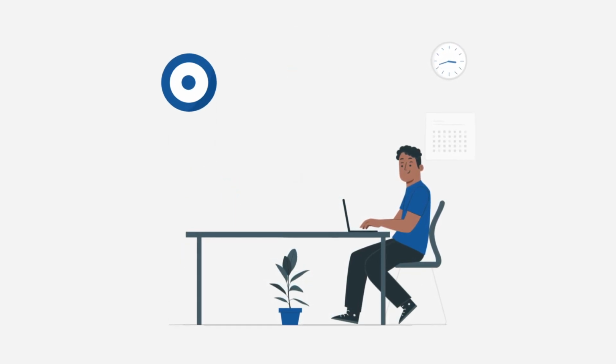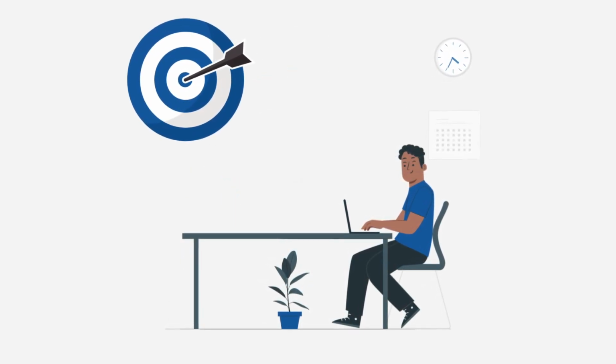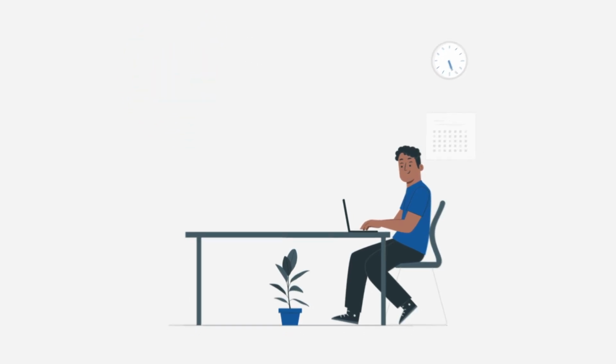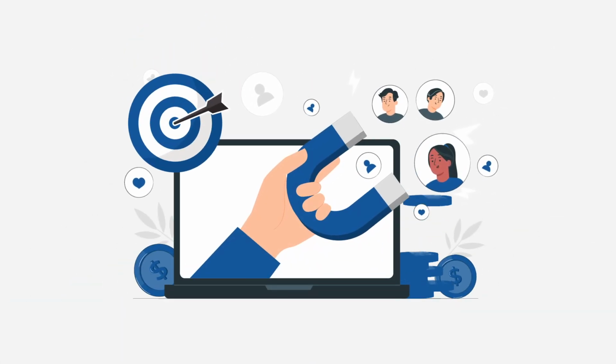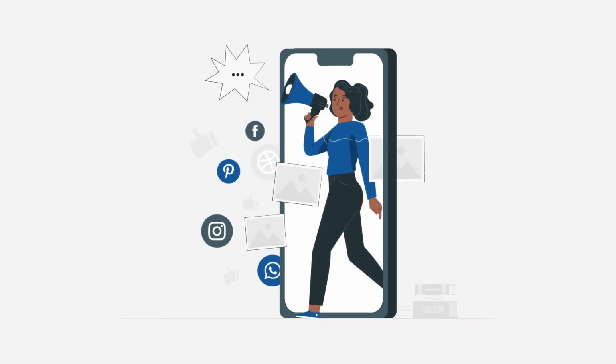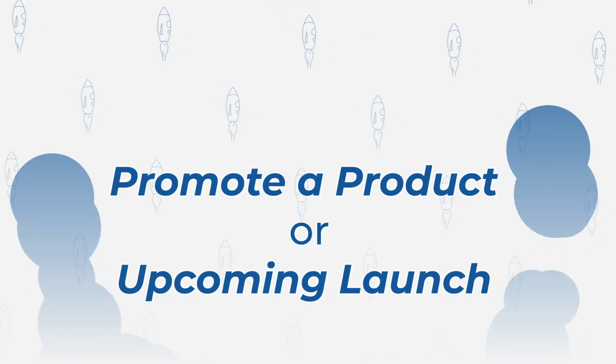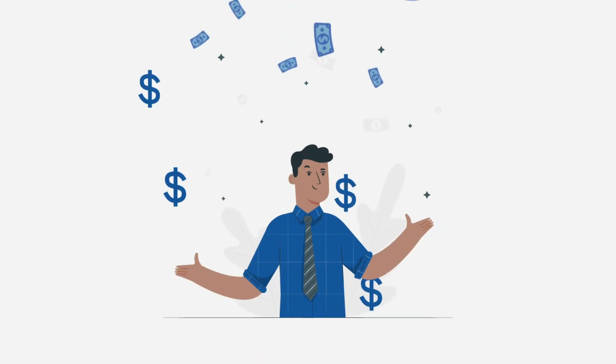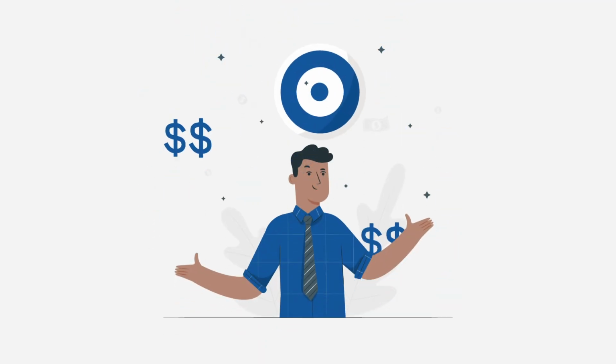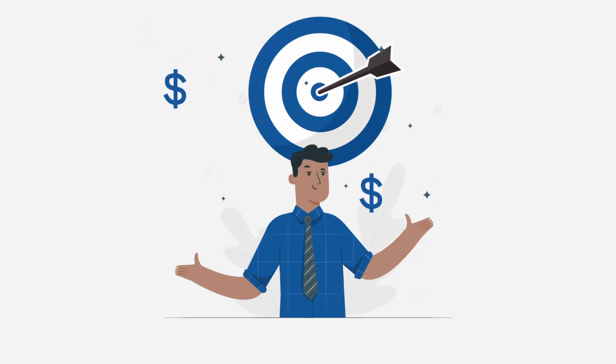To start with, be very clear about your event goals. For example, are you looking for sales leads? Do you want to spread brand awareness? Do you want to promote a product or an upcoming launch? Are you looking for fundraising? Having a well-defined goal helps you know what to do to achieve it.